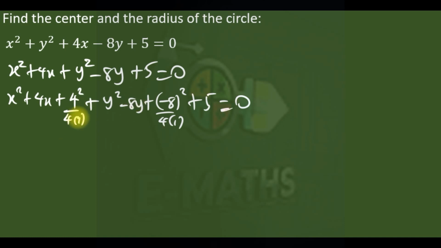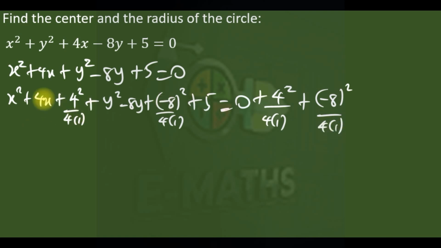But there is a little problem here. This is an equation, not just a function. So we need to neutralize the effect by adding what we've added on the left hand side to the right hand side. So I added this and this, to avoid changing the equation. So it's now balanced. And this trinomial here is now a perfect square.